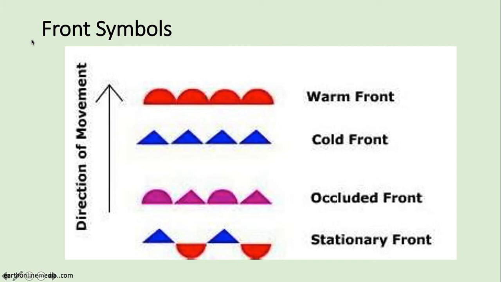Fronts. So there's different symbols on the map that represent air masses. And when an air mass changes, it's either a warm front, a cold front, an occluded front, or a stationary front. And the symbols are always pointed in the direction the front is moving. And a stationary front's not moving, hence the name.